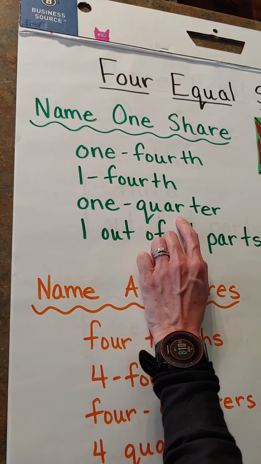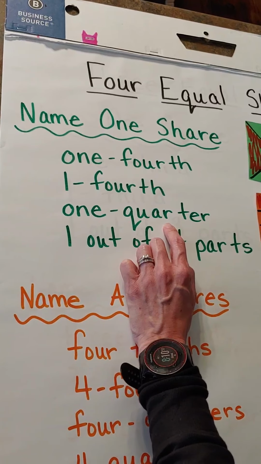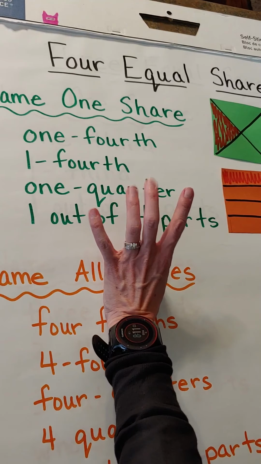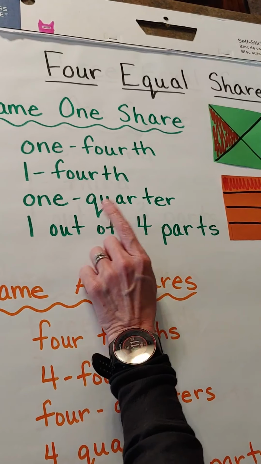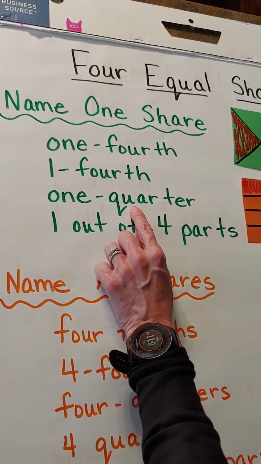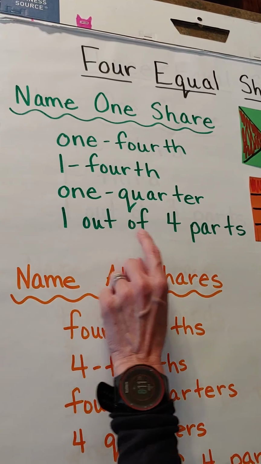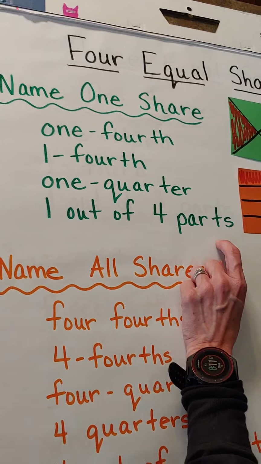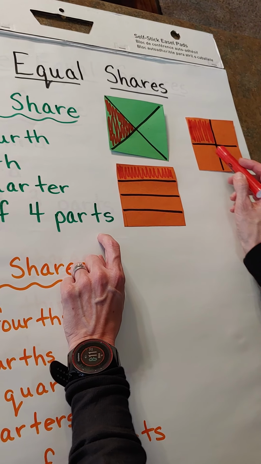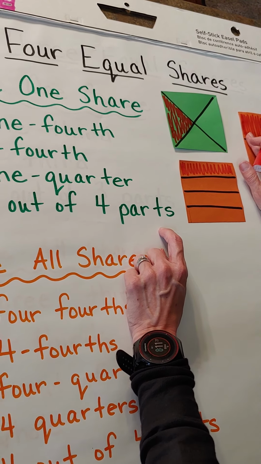Boy, 1/4, doesn't that remind you of the coin, the 25-cent coin that we use? 4 quarters equal 1 whole dollar, so that's 1/4. Or I also think about a pound of butter, and I have 1/4 of butter. 1 out of 4 parts. All of those reflect 1 out of 4, or 1/4. That's with 4 equal shares.